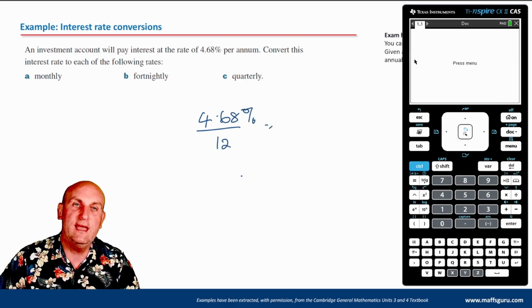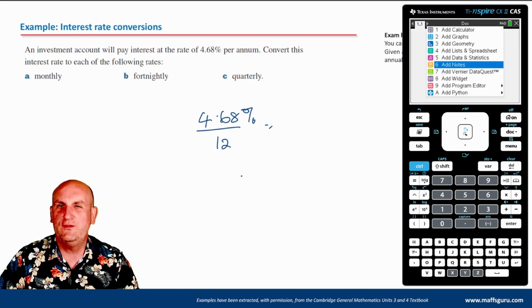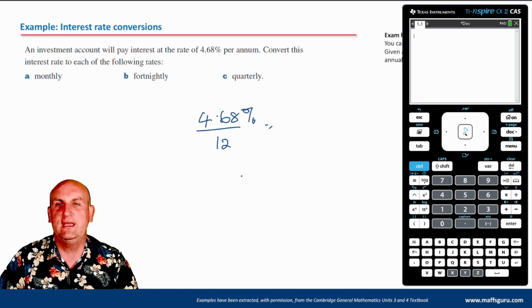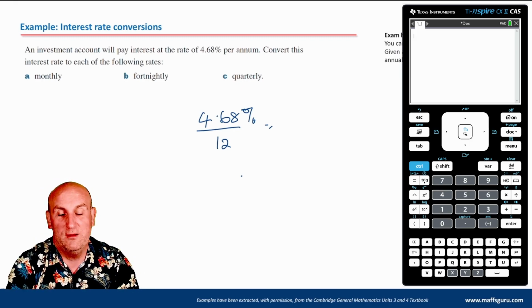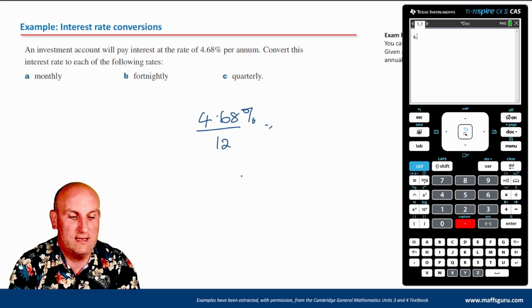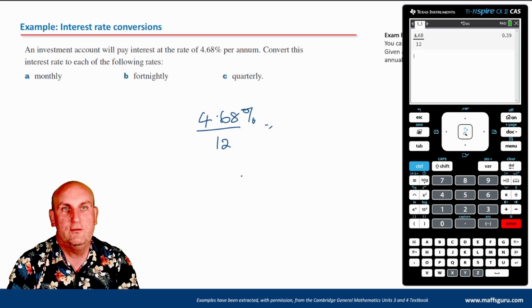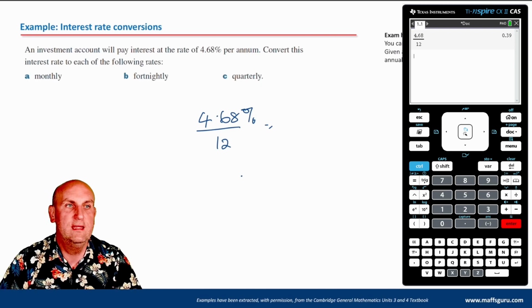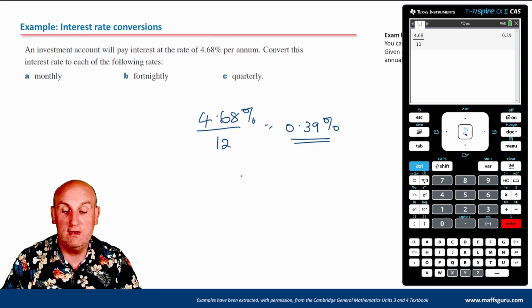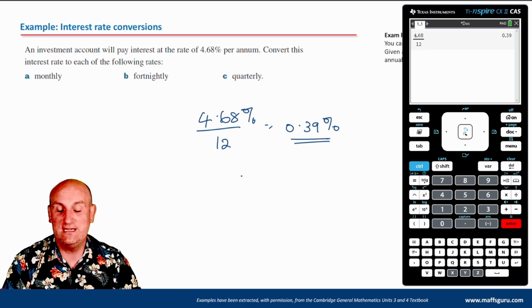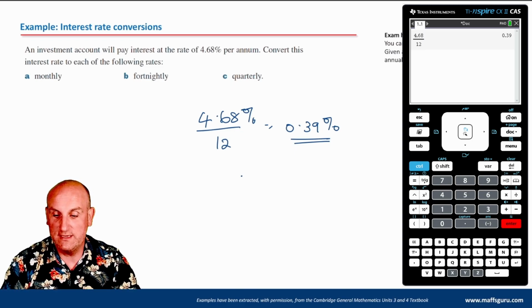Now, I can't do that in my head and have no reason to do so. For those of you who know my videos, you'll know that generally speaking, my Casio ClassPad emulator doesn't seem to work at the moment. Where the functionality is massively different, I'll let you know, but pretty much every calculator on the sun will be able to do 4.68 divided by 12. And so 4.68 divided by 12 gives me a monthly interest rate of 0.39. And it's really important to put that percentage sign there. All right, so just make sure you understand that.